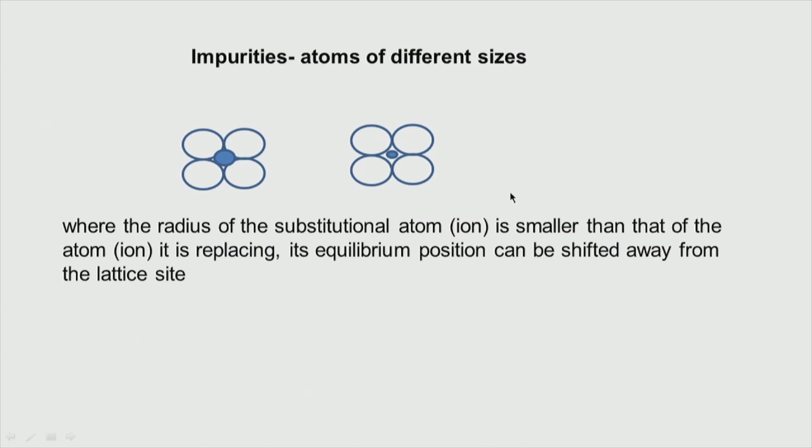Impurities can fill up these voids, and if they are smaller or just equal in size, then they are okay. But if they are very big, they may completely dislocate, and the equilibrium position can be shifted away from their lattice site. So the impurities can be small like this, or just equal, touching all the other atoms, whereas when they become very big, they are going to completely disrupt the crystal structure.